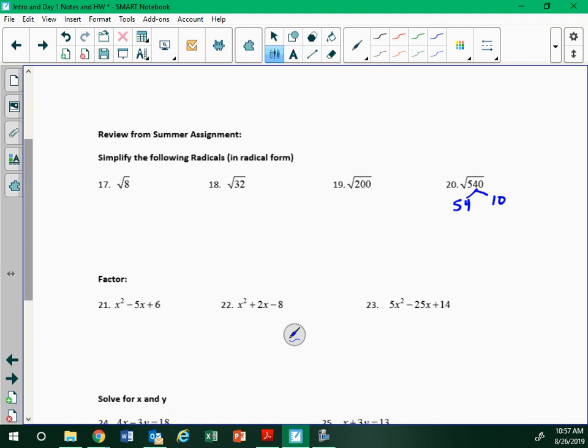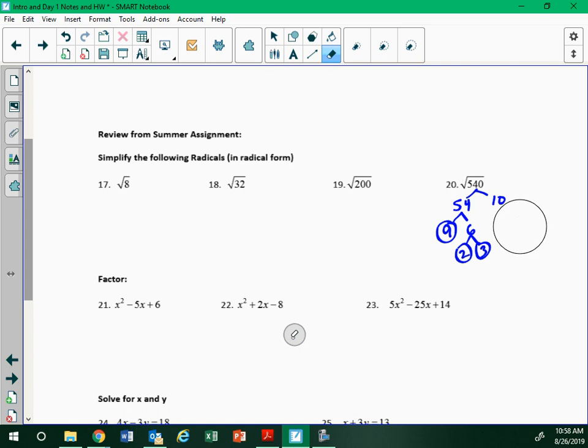So let's keep going. What can I break 54 down into? 9 and 6. Very good. Hey, looky there. 9 is a perfect square. All right, 6 we can break down into 2 and 3. Those are primes. And then 10 we can break down into 2 and 5. Those are primes. Again, if you're one that does the ladder, that's fine. Whatever method you've done to break down your factors before. Yes, 5 instead of 3. Thank you. 2 times 5 is 10. I promise that didn't change over the summer. 2 times 5 is still 10.